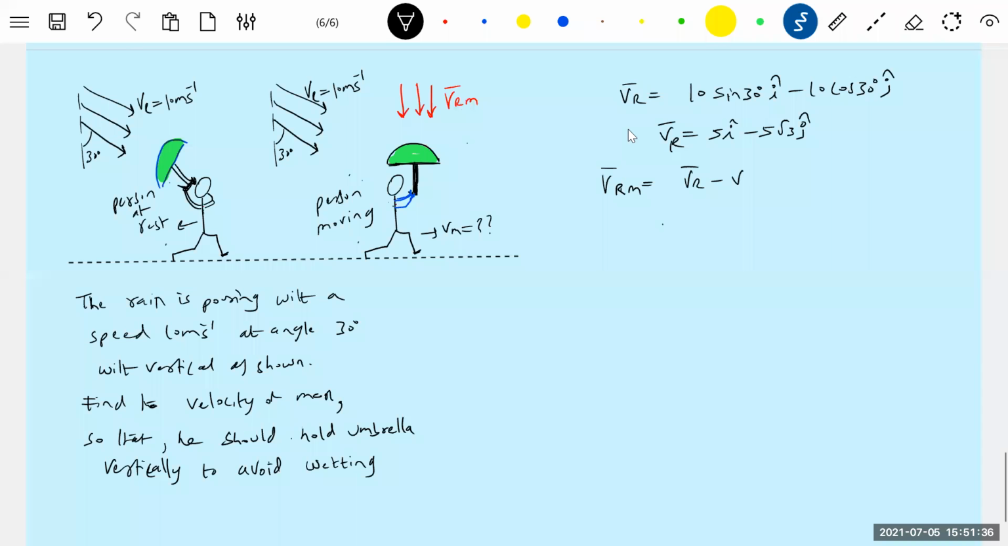VRM bar equal to VR bar minus VM bar. So what is this? This has to be minus J cap, no? So why are you writing minus J cap only? Look at the VRM bar. It must be directed vertically down. VR bar we know, the other side is 5 I cap in this situation.